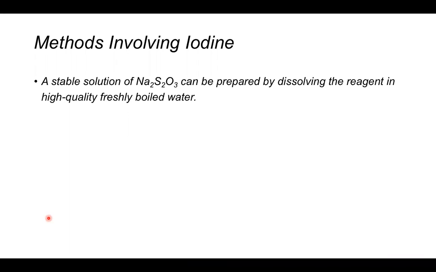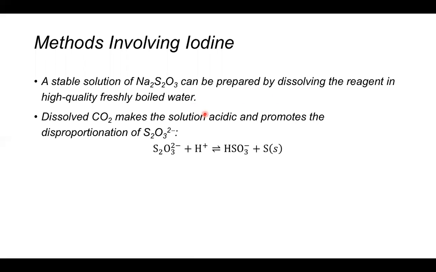A stable solution of sodium thiosulfate can be prepared by dissolving the reagent in high quality, freshly boiled water. Dissolved carbon dioxide makes the solution acidic and promotes the disproportionation of the thiosulfate. So the thiosulfate plus an acid gives hydrogen sulfide plus sulfur solids. This might, if it precipitates out, form a yellowish solid.